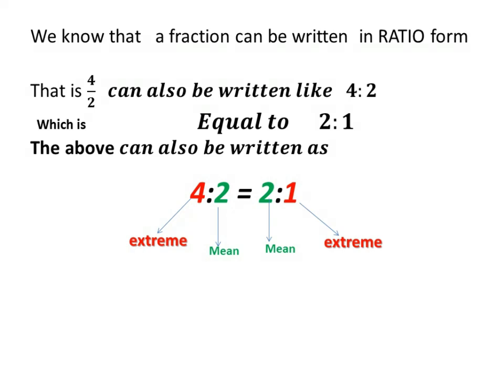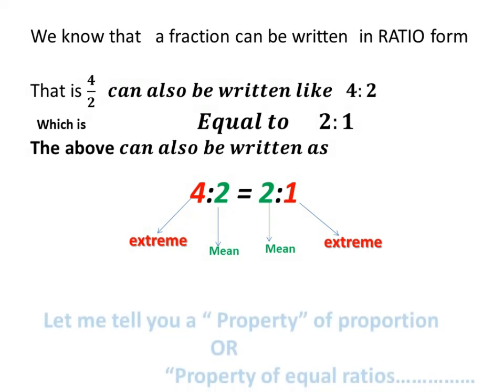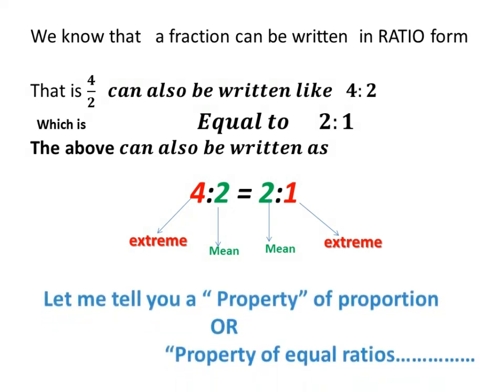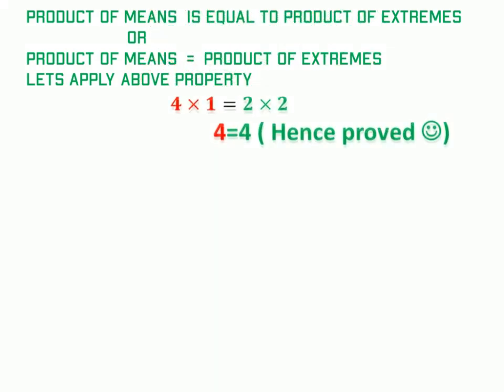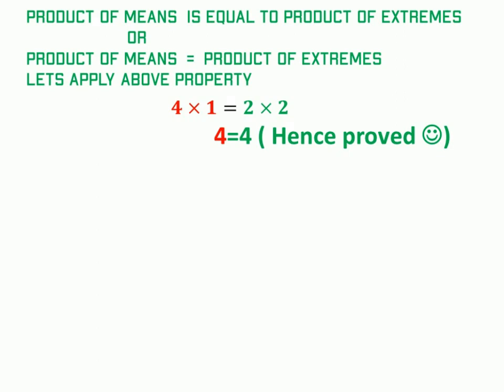Let me tell you a property of proportion, or property of equal ratios. Product of means is equal to product of extremes. That is, multiplying the numbers at the extreme positions of a ratio is equal to multiplying the numbers at the mean positions. Here, 4 multiplied by 1 will be equal to 2 multiplied by 2, and it is very well evident that 4 is equal to 4.